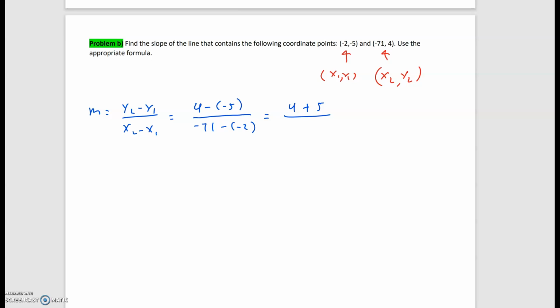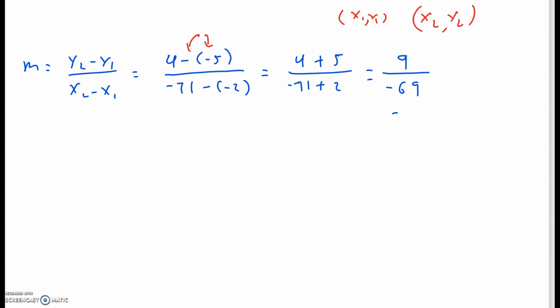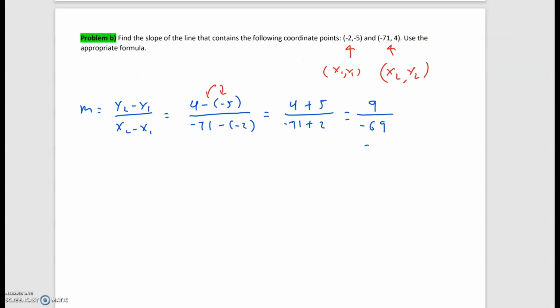Keep in mind that we're looking at a double negative, which will simplify to a sum. And then on the bottom, we're going to have a negative 71 plus the values of 2. So on the top, you're going to end up with a 9 over, and this will be a negative 69. And it appears that we can actually simplify this further.